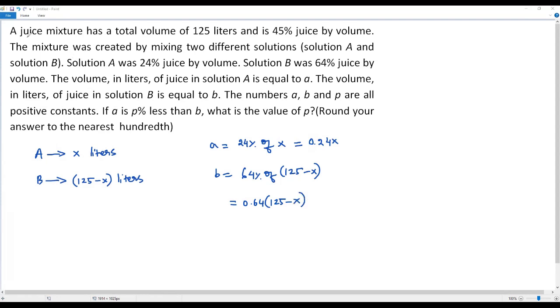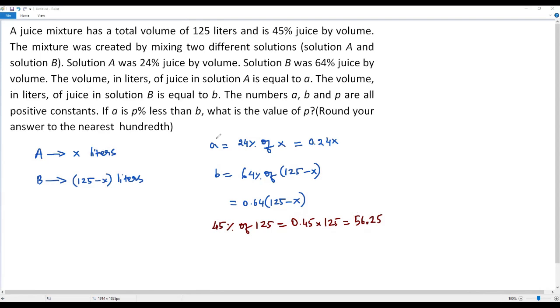Now let's consider the information that the juice mixture is 45% juice by volume. That is, in this 125 liters of mixture, 45% is juice. To find the number of liters of juice in this 125 liters, I calculate 45% of this number. Okay, now let me do the calculation. 45% of 125 equals, converting to decimal, 0.45, and for "of" we multiply, that is times 125. When I multiply these two values, I get 56.25. That is, in the mixture of 125 liters, we have 56.25 liters of juice.